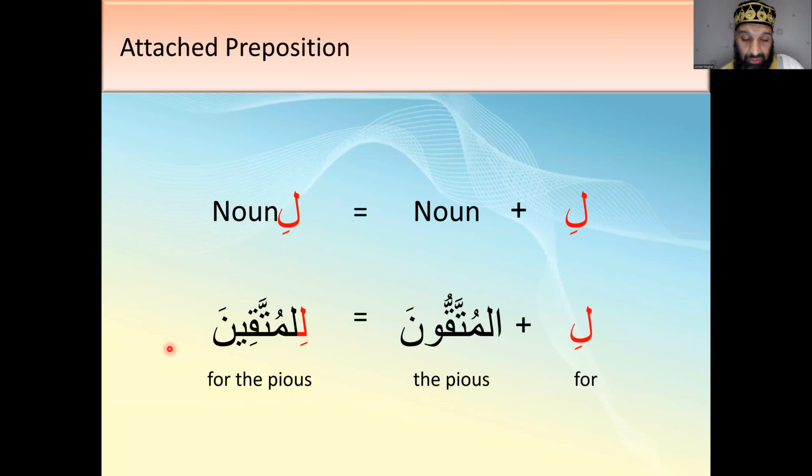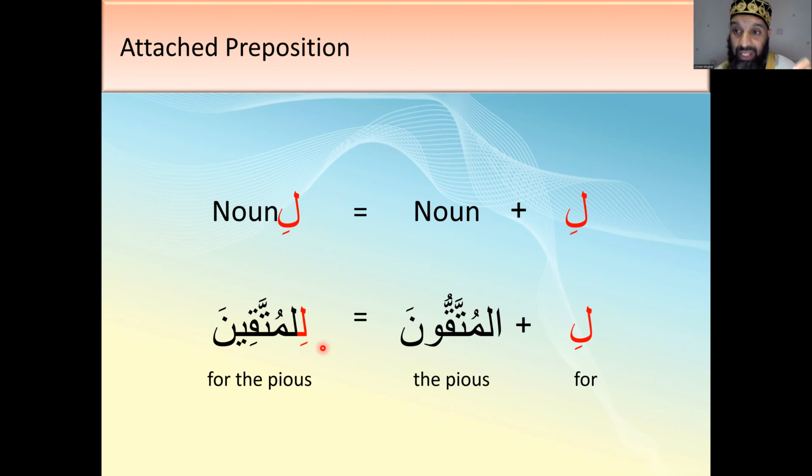Lil muttaqina. These prepositions, the harf jar I showed you, have the power to change the case of the noun. They change the case of the noun to majroor. You don't need to know that, you don't have to. I just want to show you that when the lam attaches at the start of the noun, it just means for the pious. Lil muttaqina means for the pious. And the harf jar, the prepositions, make the next word majroor.